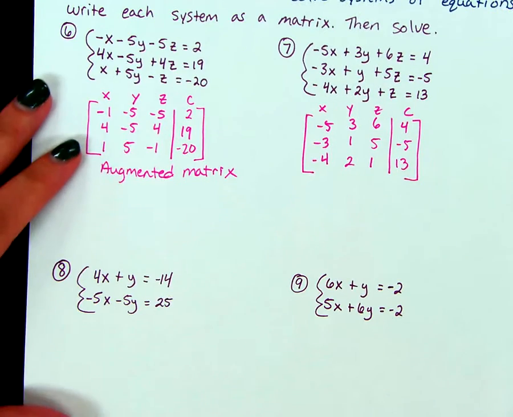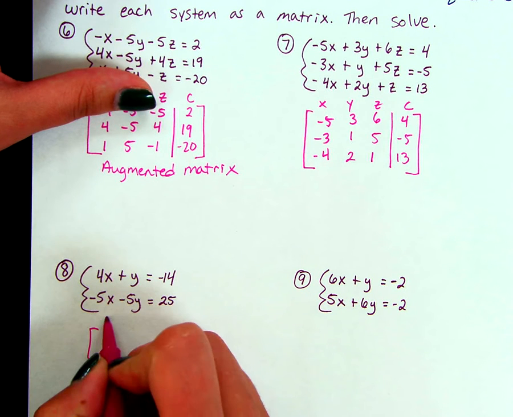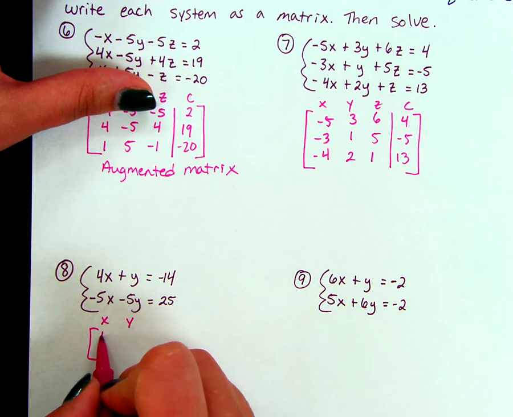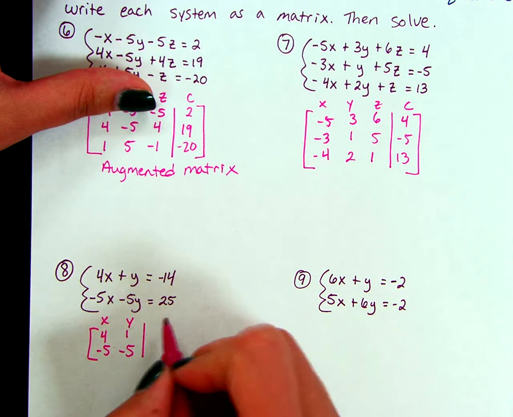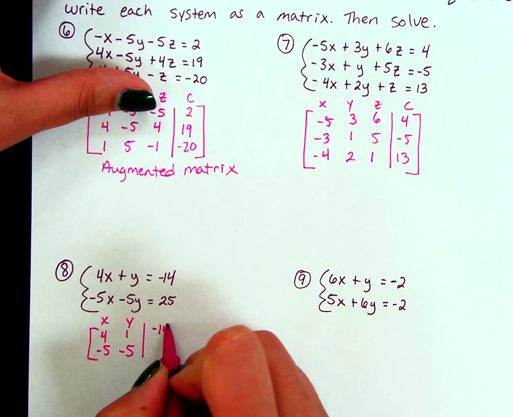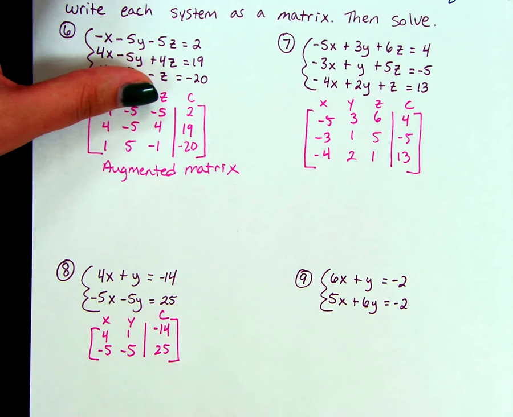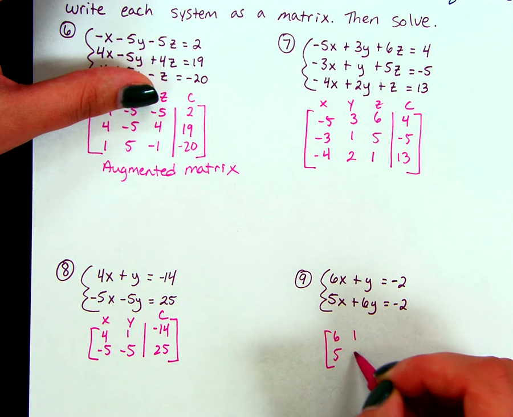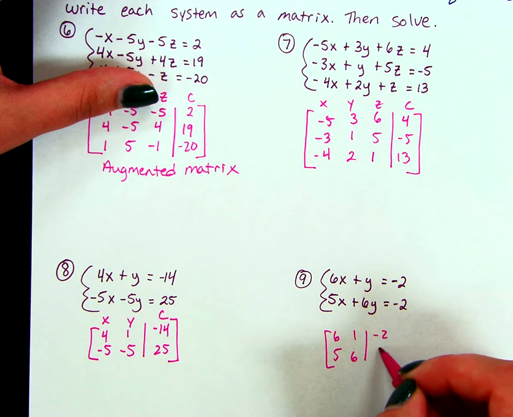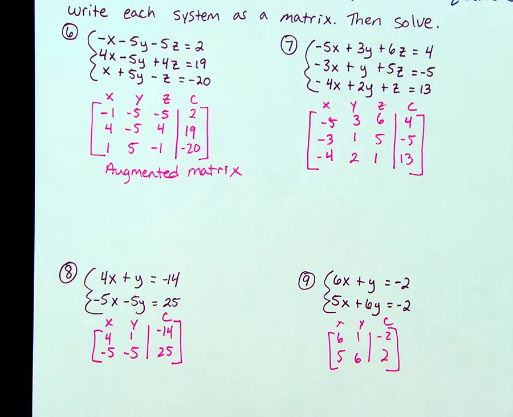So even continuing to our next set, we can, even though we would have a smaller matrix, same idea. So our x column, y column. So we'd have 4 and -5, and then 1 and -5, and our constants would be -14 and 25. And our last problem, so again, x is first, so 6 and 5, 1, 6. Constants are -2 and +2. So that's just how we would go through and set up each matrix.